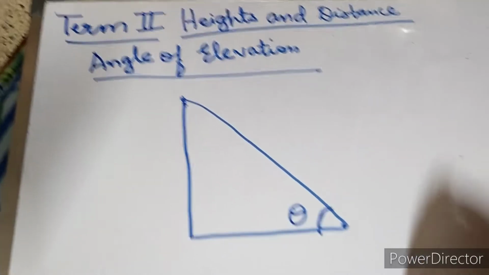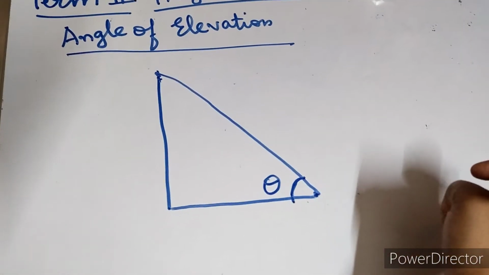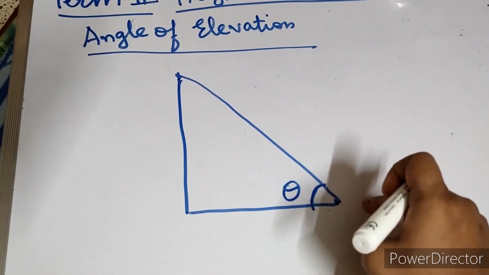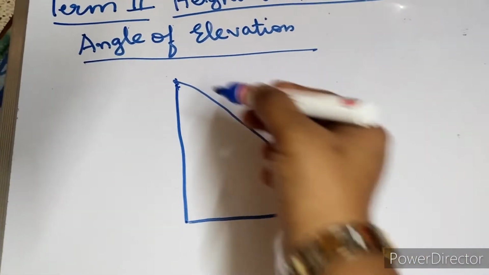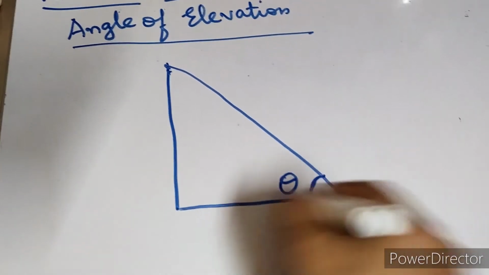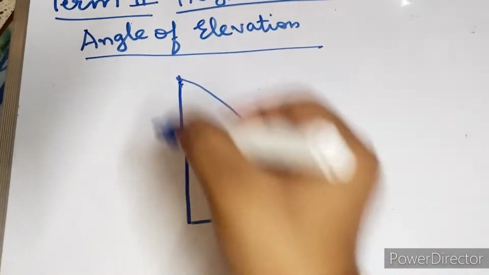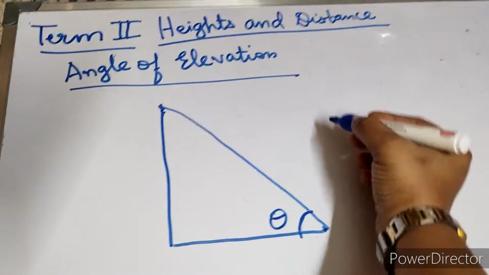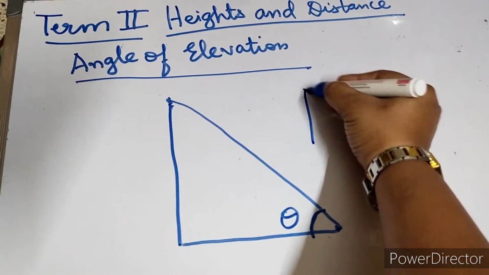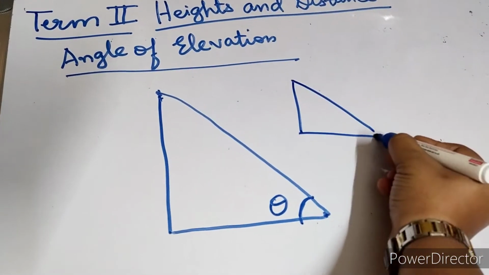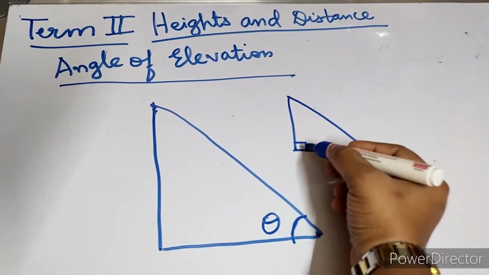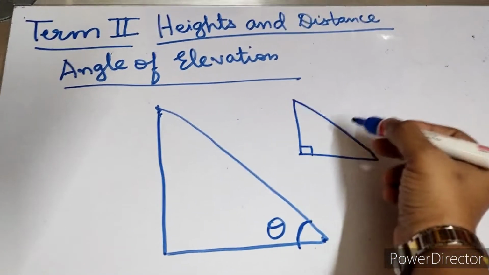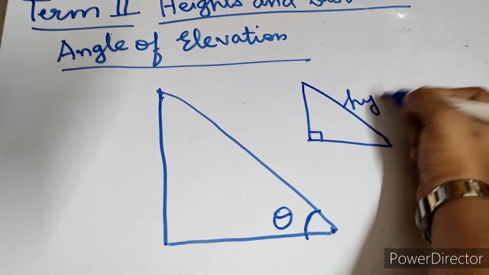So what is angle of elevation? Angle of elevation is nothing but when you are standing on the ground and looking upward, you are making an angle with the horizontal. Now in trigonometry, you know that we are concerned with a right angle triangle. In a right angle triangle, the side opposite the 90 degree angle is the hypotenuse.